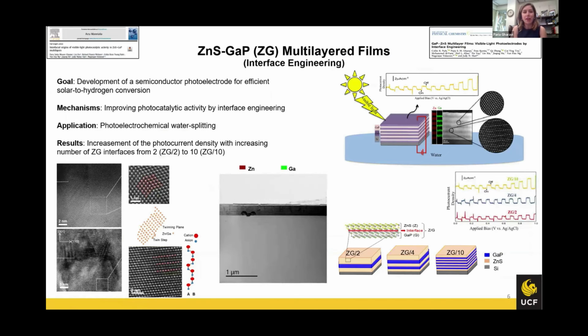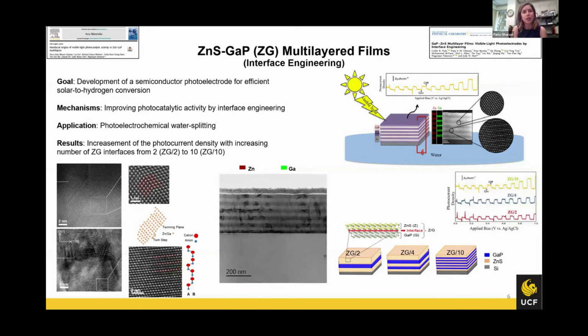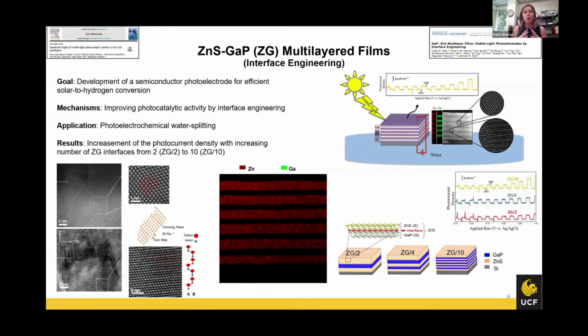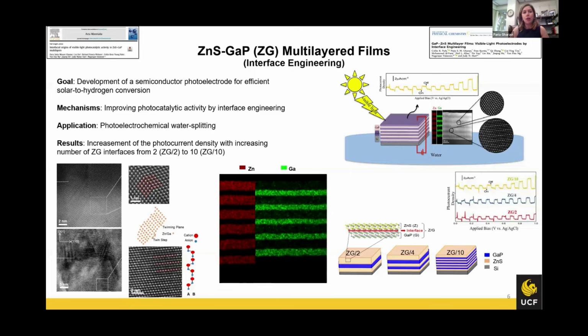Let's start with the first system, which is a semiconductor zinc sulfide gallium phosphide multi-layered film. And the application of this photoelectrode is to have photoelectrochemical water splitting. And the goal is to develop a semiconductor photoelectrode for efficient solar to hydrogen conversion.